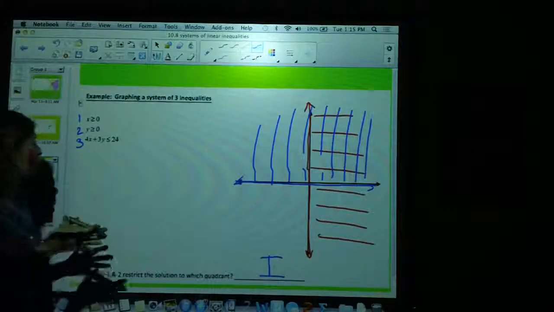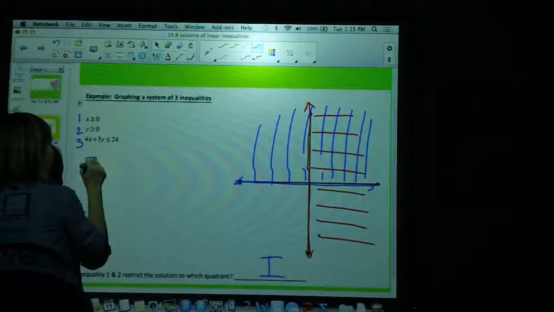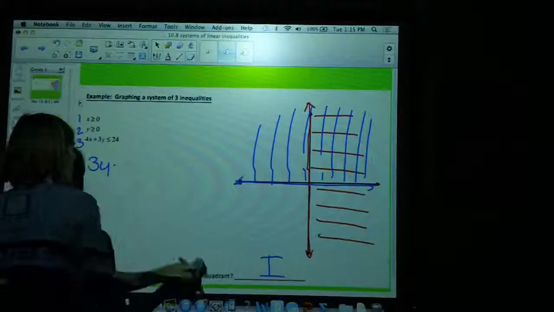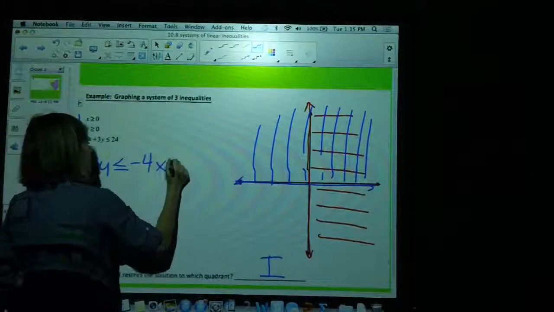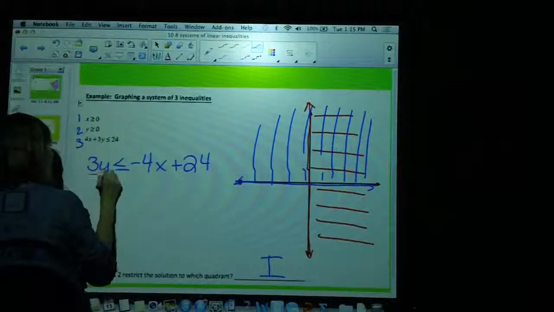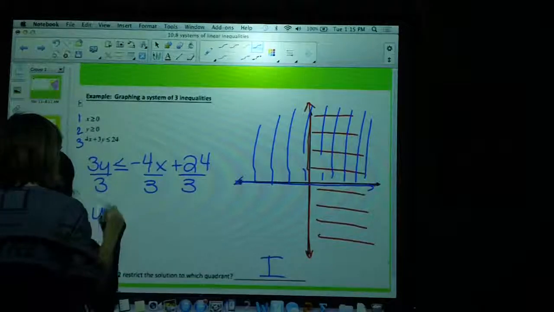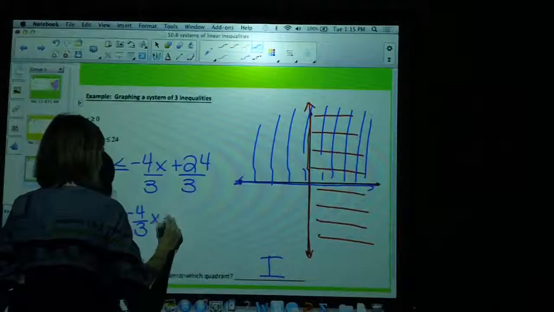All right, so now I have this last inequality, so I have to put it into y equals mx plus b. So we're going to do that. We're going to subtract 4x plus 24. Then we're going to divide by 3. And we're going to get y is less than or equal to negative 4/3 x plus 8.